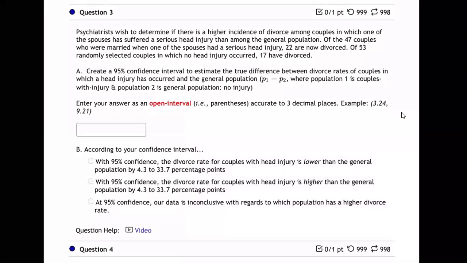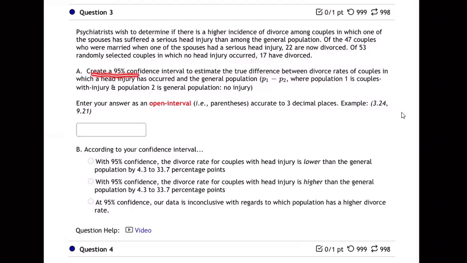Okay, psychiatrists wish to determine if there is a higher incidence of divorce among couples in which one of the spouses has suffered a serious head injury than among the general population. Of the 47 couples who were married when one of the spouses had a serious head injury, 22 are now divorced. Of 53 randomly selected couples which had no head injury, 17 have divorced. So does a head injury cause people to divorce more often?